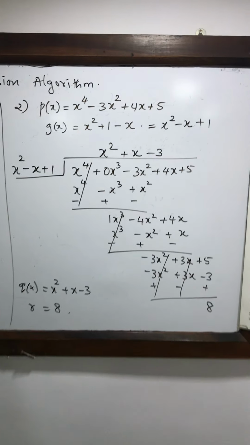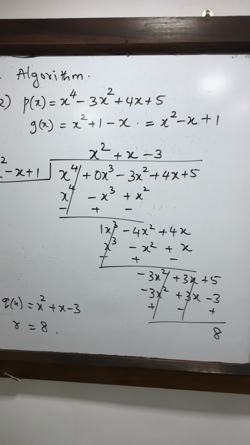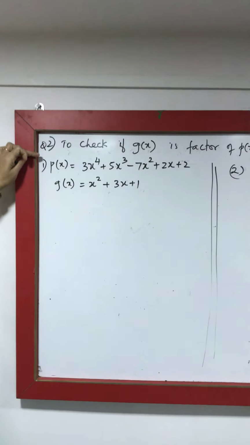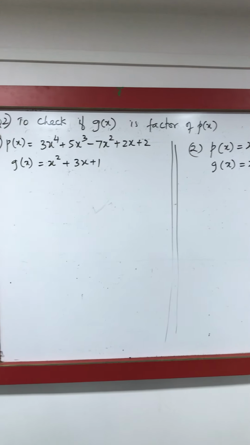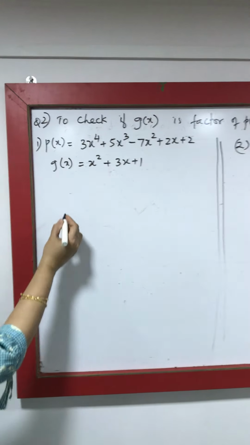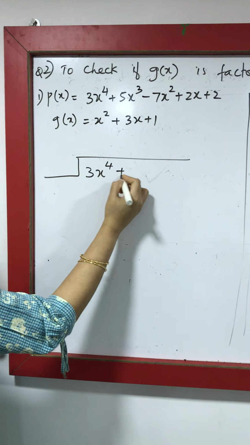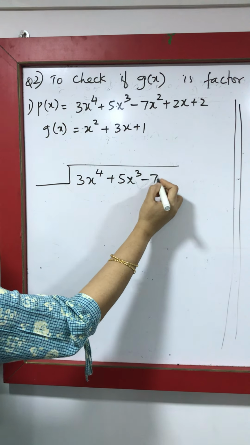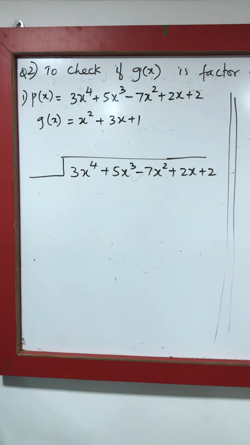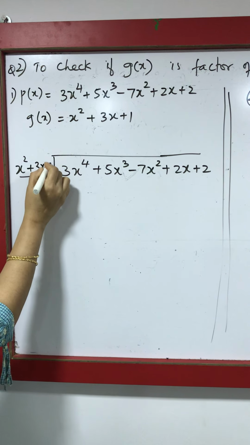So this was the second sum of homework. The third sum, question 2, was to check if g(x) is a factor of p(x). So we have to do the division algorithm. We have to divide these polynomials. So we divide 3x raised to 4 plus 5x cube minus 7x square plus 2x plus 2 by x square plus 3x plus 1.